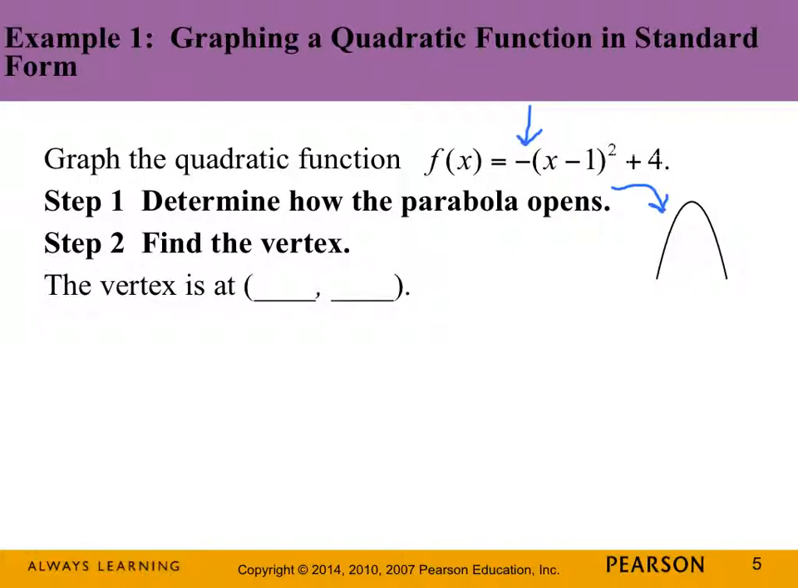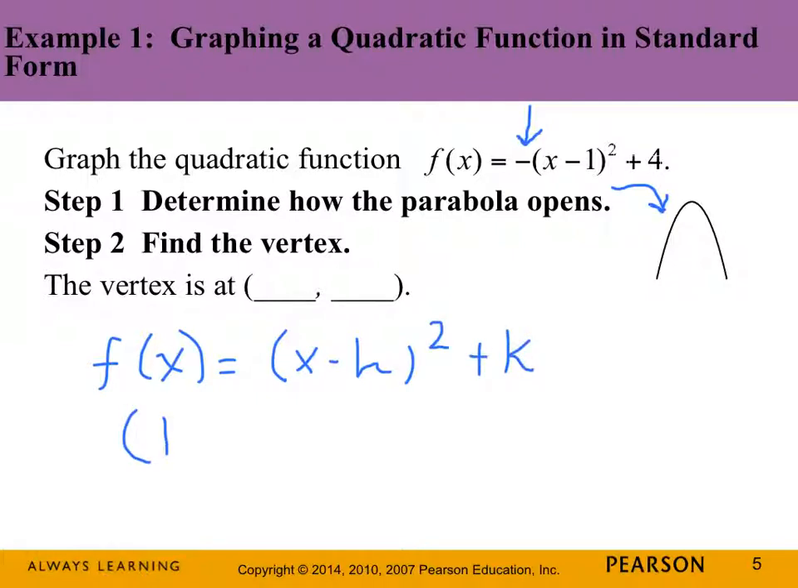Next, to find the vertex. f of x equals the quantity x minus h squared plus k. The vertex is located at (h, k). Now you want to pay close attention to your signs, but that's not going to be a problem in this case. We have h of 1, we have k of 4, so (1, 4) is our vertex.